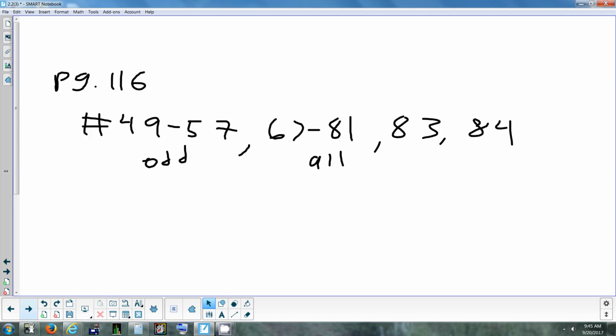Okay, so homework, same page as you did on Monday night. It's 49 to 57 odd. 67 to 81, that's all. And those are all calculator questions. So you need a calculator for every one of those. Just type it in and that's it. And then 83 and 84, those are the ones we did with the y over r, x over r stuff.